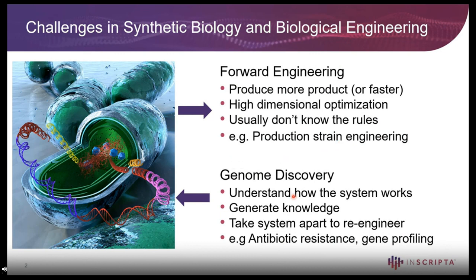An example of this is production strain engineering. In the reverse direction, you have something like genome discovery, where you're trying to understand how the system works and trying to generate knowledge about that particular system. And in that case, you need to be able to take the system apart in order to re-engineer it for an intended purpose. An example of that is something like antibiotic resistance or gene profiling.